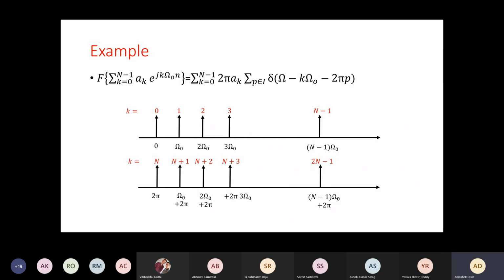Let us look at this picture. This k omega naught, what would it do? This k omega naught will induce frequencies like 0. So there is an impulse. It's a continuous time impulse, right? This is delta omega. It's a function of omega, which is a continuous variable. So you will have impulse at 0, omega naught, 2 omega naught, 3 omega naught because of this k. And you will have an impulse at n minus 1 omega naught also because k goes from 0 to n minus 1.